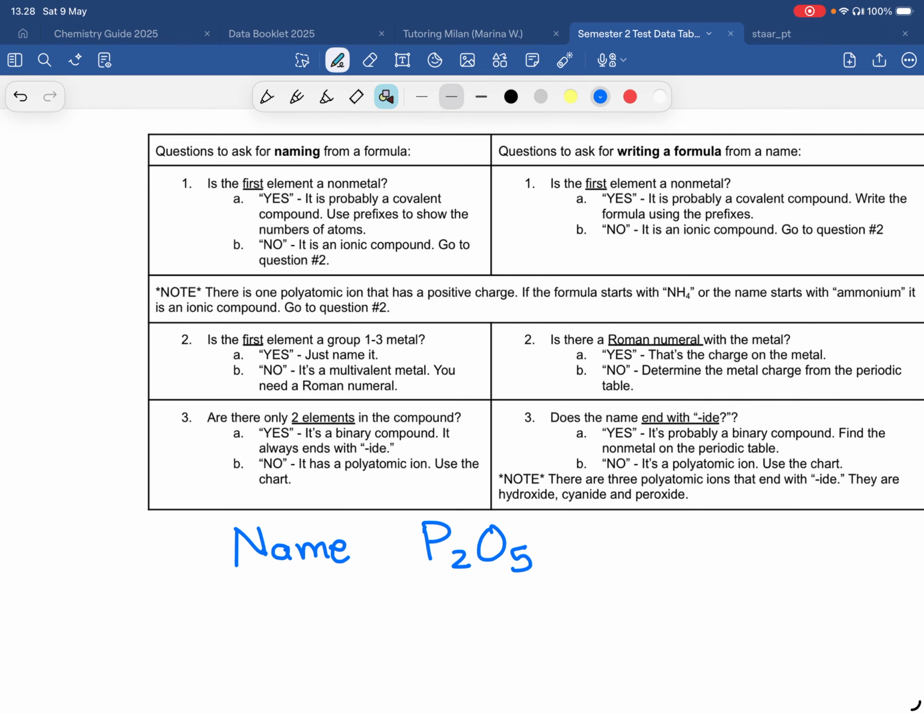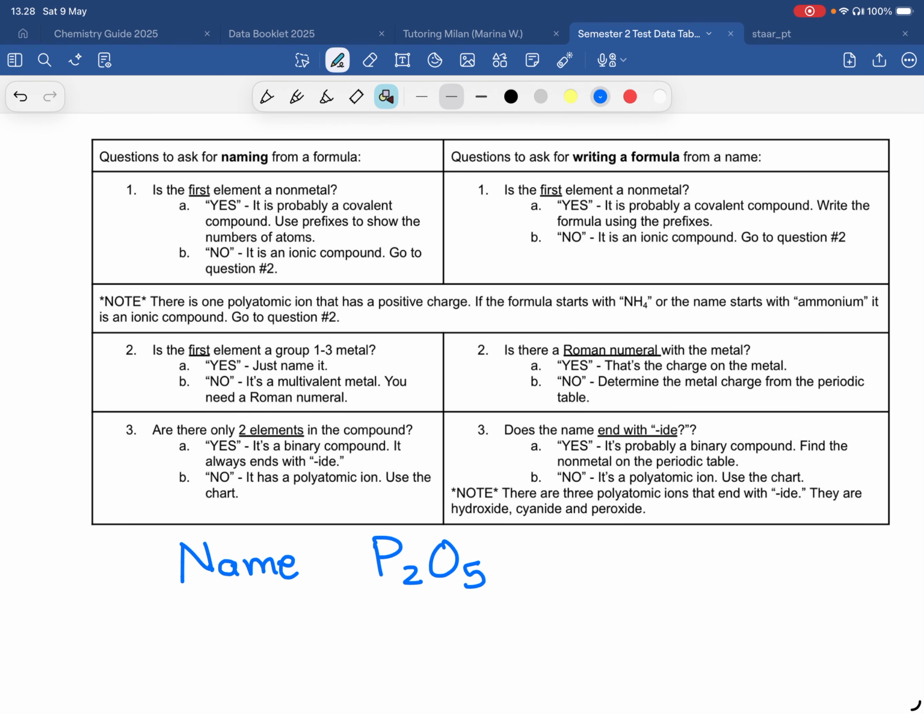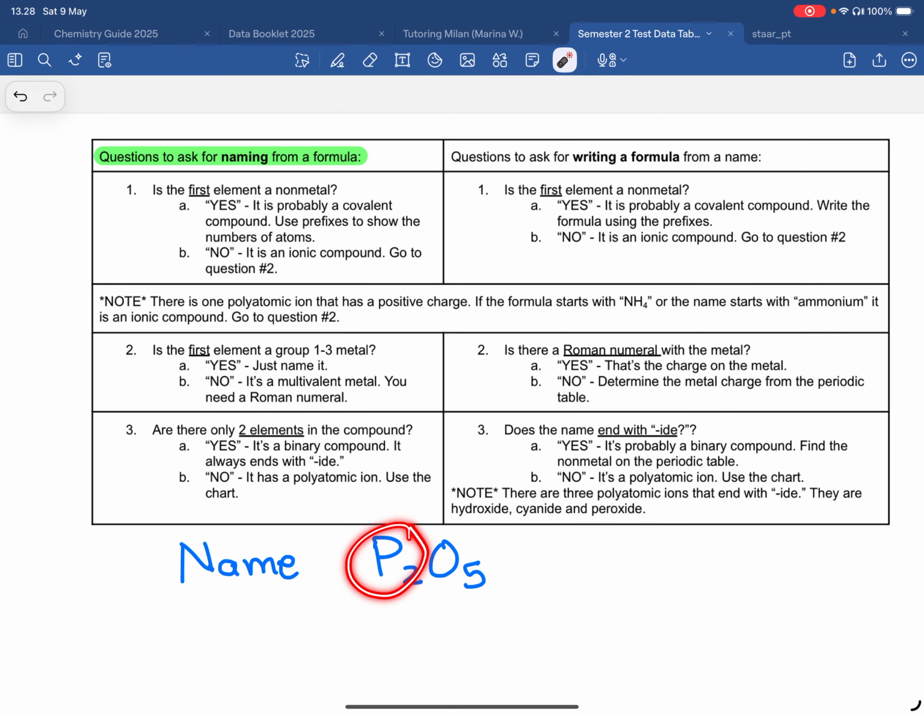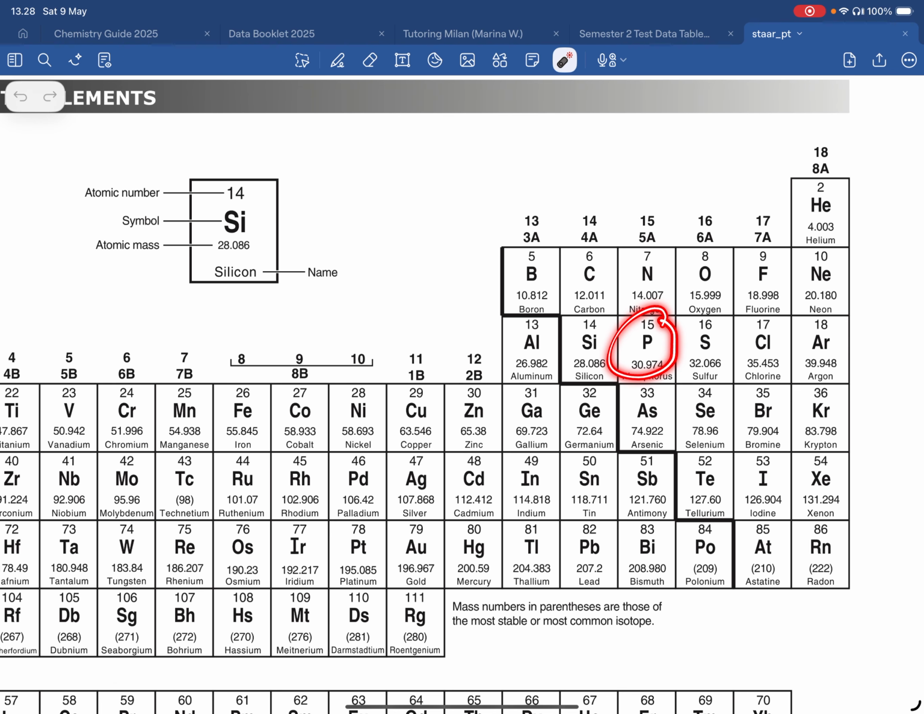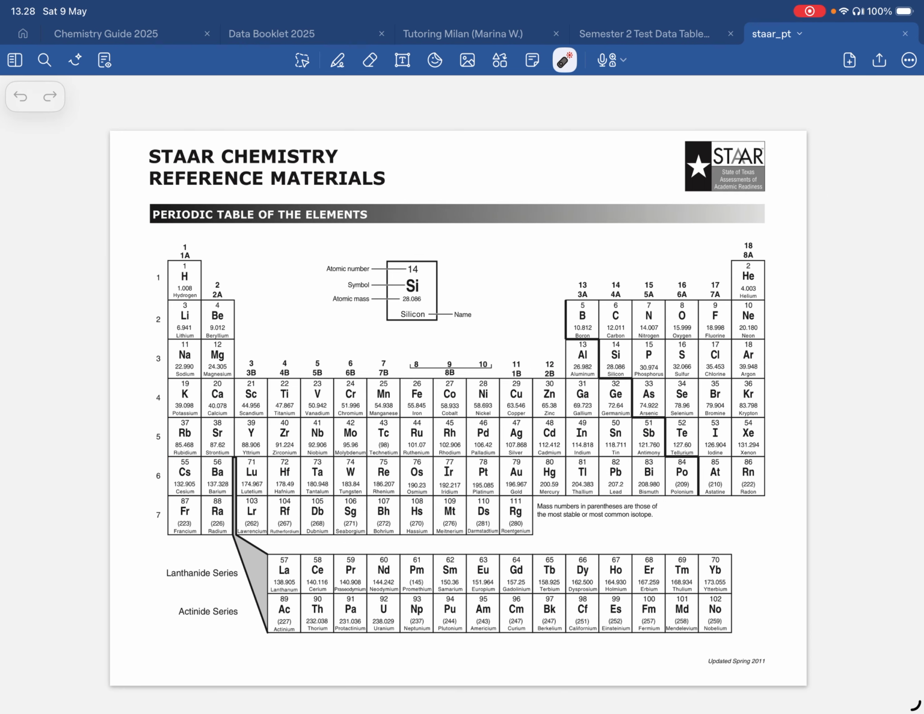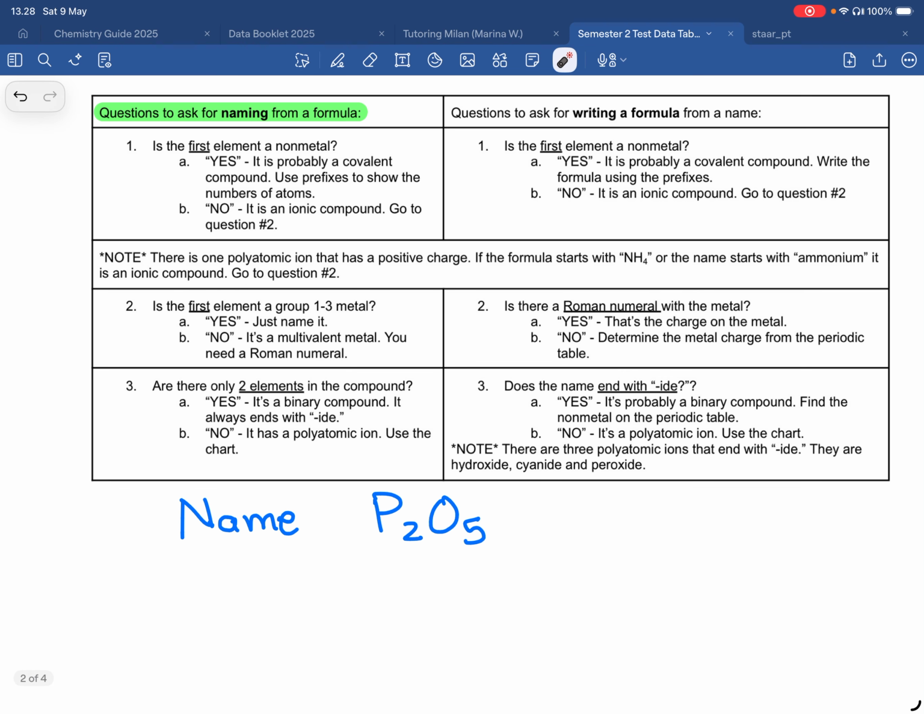Second one. Again, am I naming or am I writing a formula? Well, I'm naming, so I'm going to use the same questions that I did before. Is the first element a nonmetal? Well, the first element is phosphorus on your periodic table. Phosphorus is here. It is clearly to the right of the stepped line. Excuse me, it is a nonmetal. So yes, it is a covalent compound.